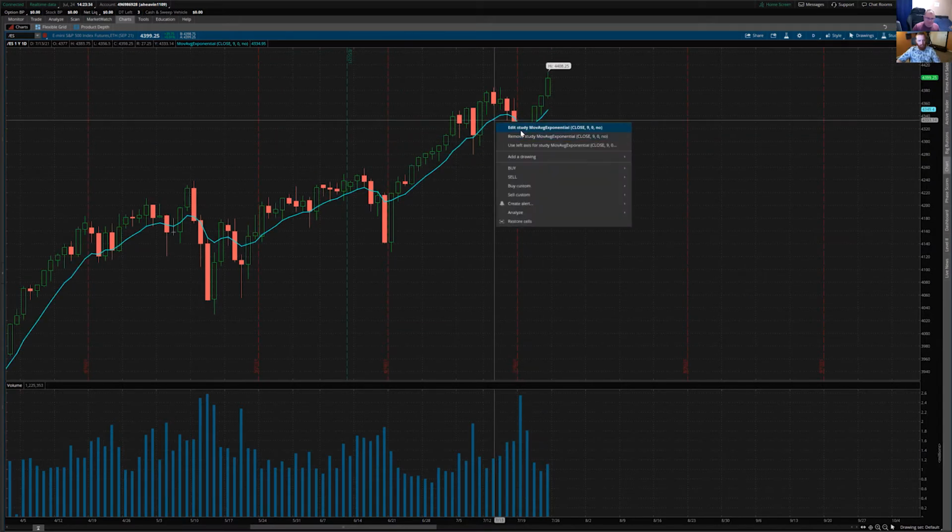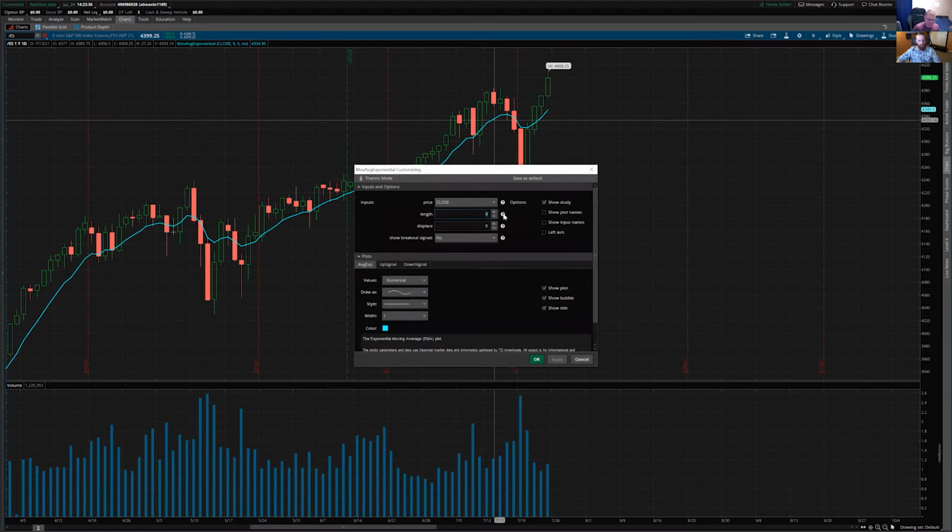Now remember, it defaults to 9. I'm going to set mine to 20 or 50. It's up to you. Remember, 50 is a longer time frame. 20 is a shorter time frame. So if I were on the day chart and I set this to 20, I'm looking at roughly 20 days of data.